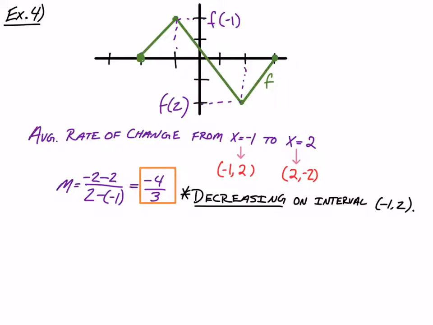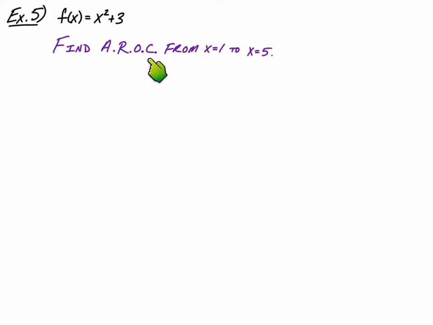Okay, example 5. There's only 6 examples for these notes, only 6. I'm going to start by just giving you the formula for a function, f of x equals x squared plus 3. And then I want you to find the AROC, the average rate of change from x equals 1 to x equals 5. Again, I'm just asking you a slope question. Average rate of change is a fancy way to say slope.